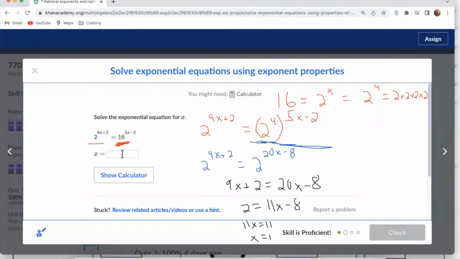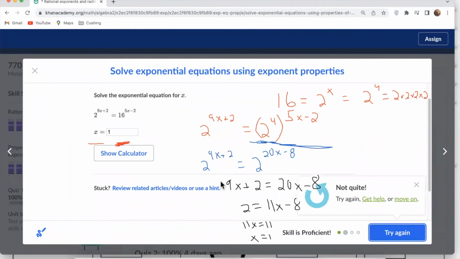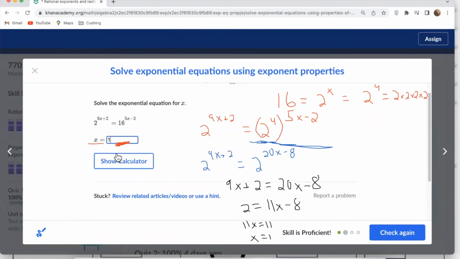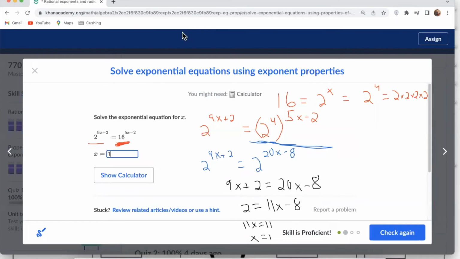All right, so let's get that in there. X is 1. Oh, not quite. All right, let's pause and figure this out. Oh, you know what? I got the issue already. When you add 8 plus 2, it's not 11. 8 plus 2 is 10. So let me quickly fix my answer here.